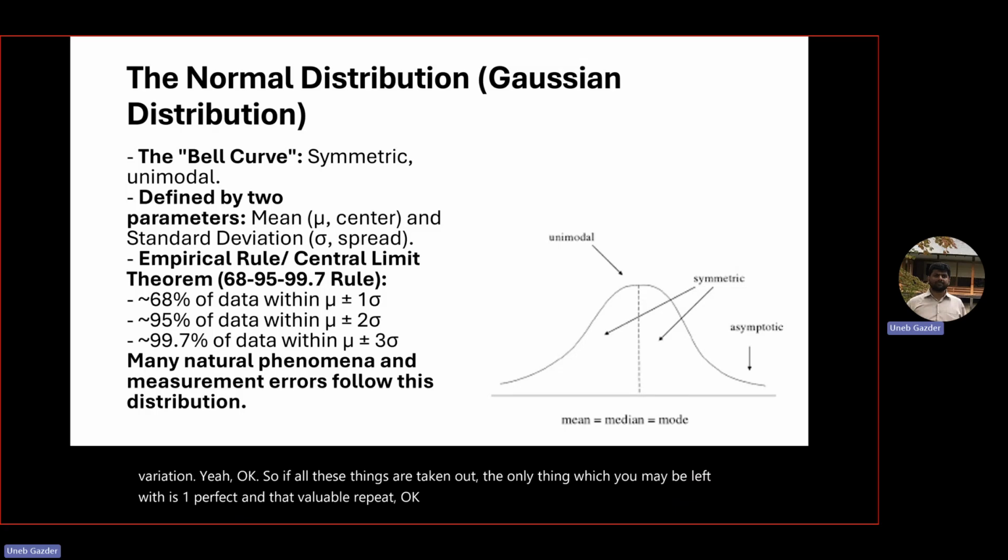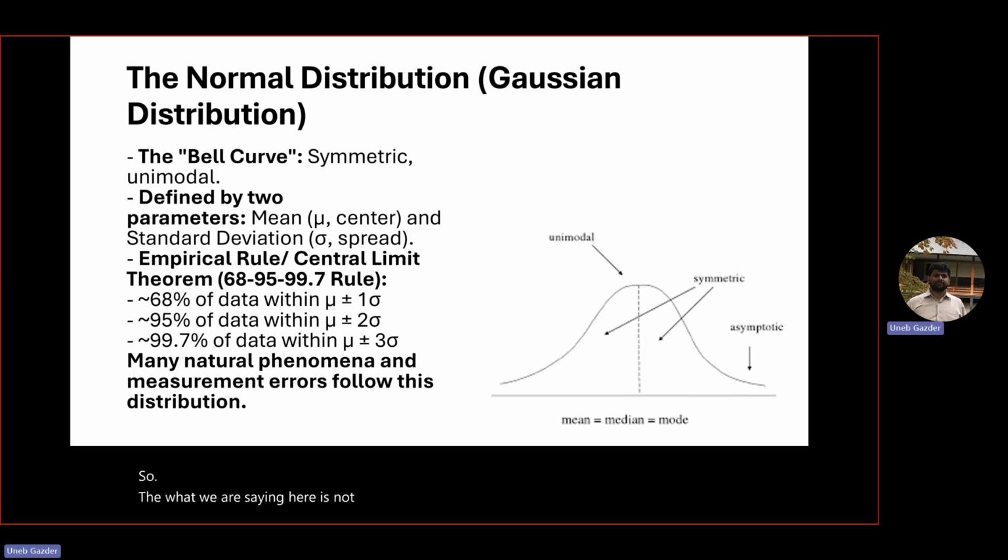So the thing which is causing the difference in the values is the error, the changes in conditions or whatever. So what we are saying here is not that the values follow a normal distribution, but that the errors, the variations in the values, follow a normal distribution. And where have you heard about this? The error theory.